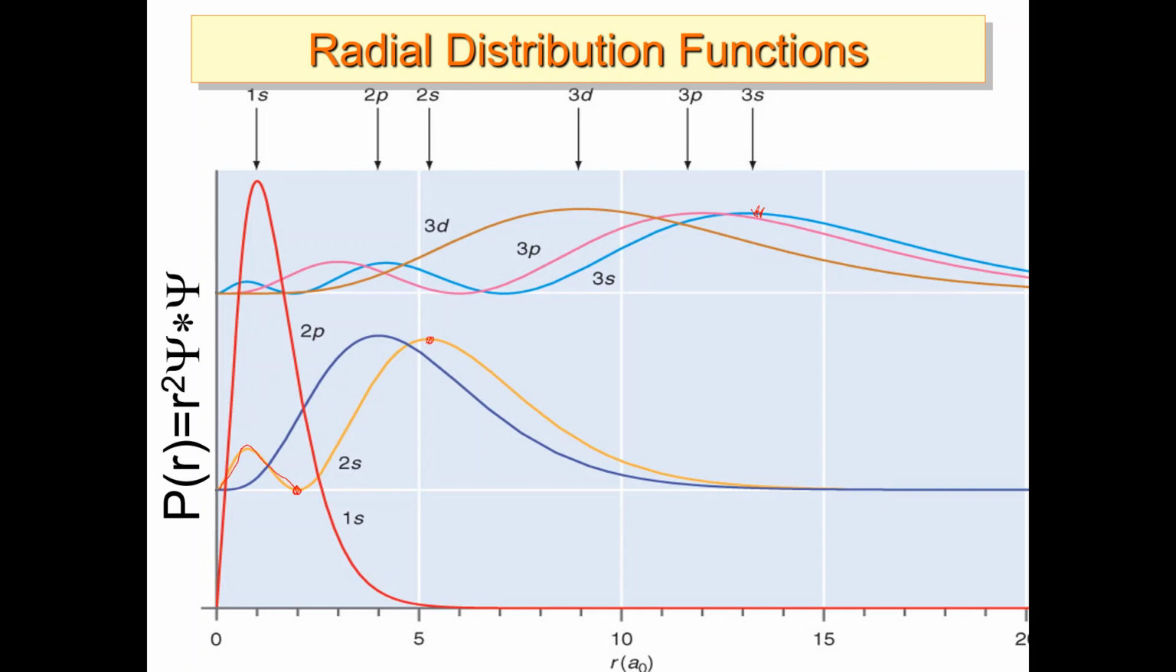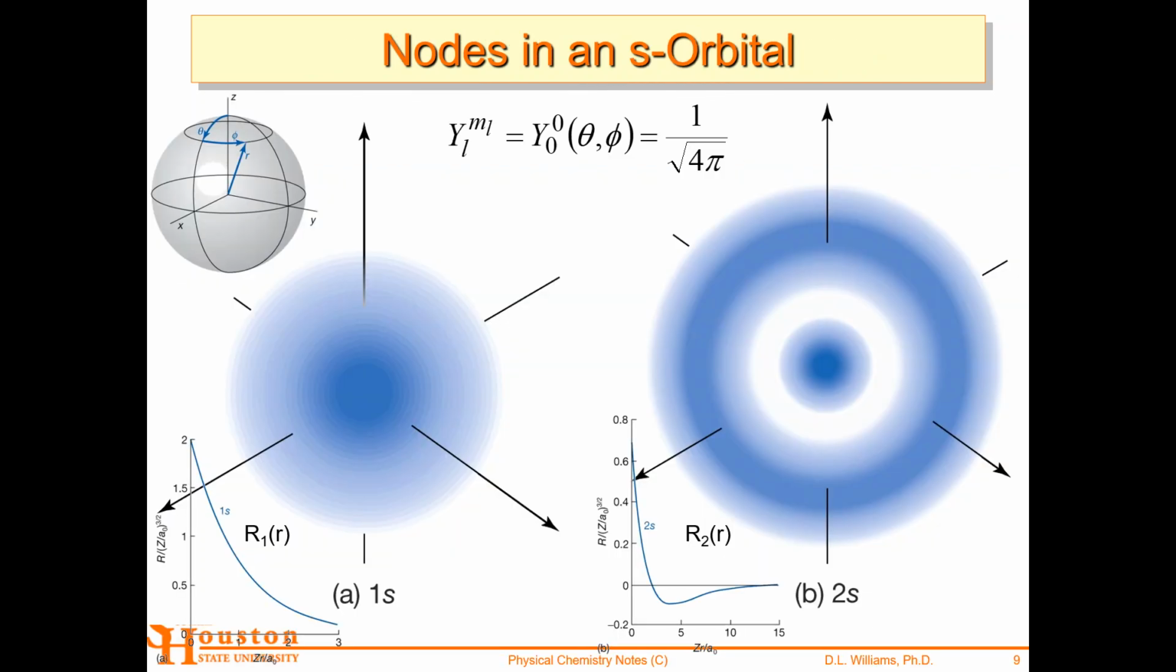So let's look at the picture of that. So here's the 1s, here's the 2s. Notice there's a sort of a gap in there where there's no probability density. So there's some probability density close to the nucleus and then far from the nucleus.